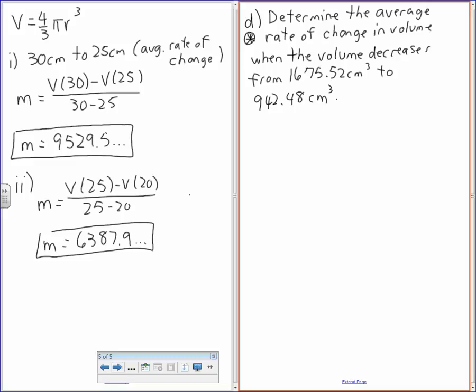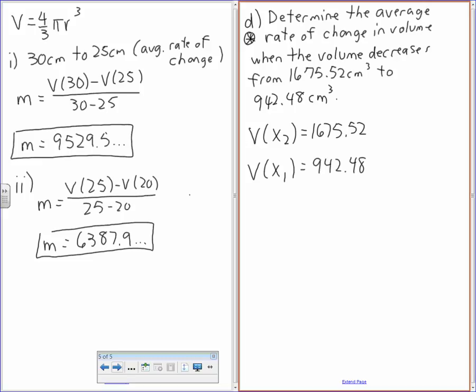What they told us was v of x2 is equal to 1675.52. They told us that v of x1 is equal to 942.48. That's what they told us. So what we have to do then is we have our numerator, we just have to solve the denominator. That is the exact opposite of what happened here.